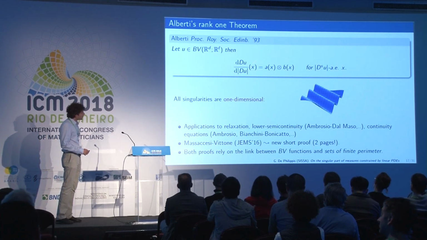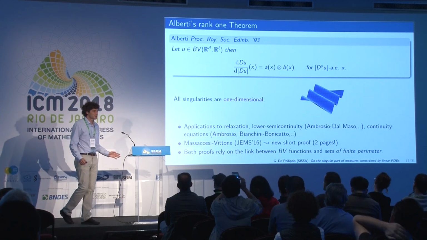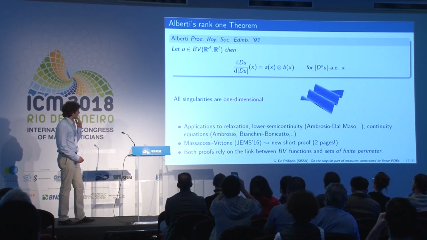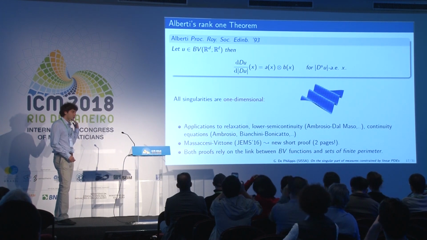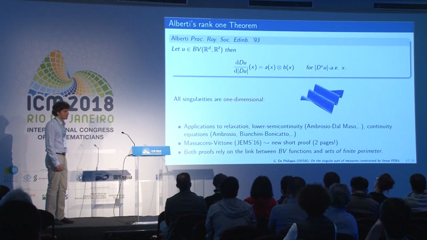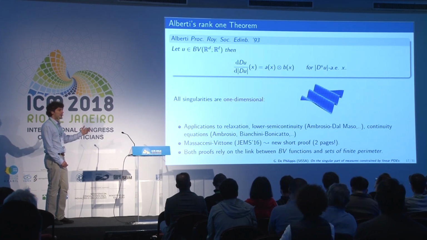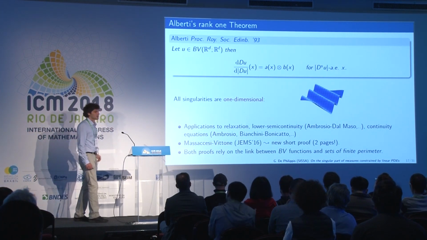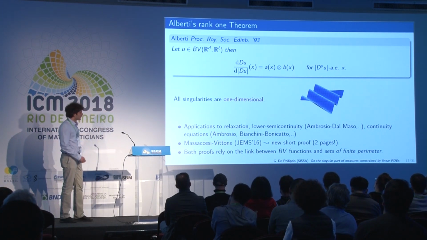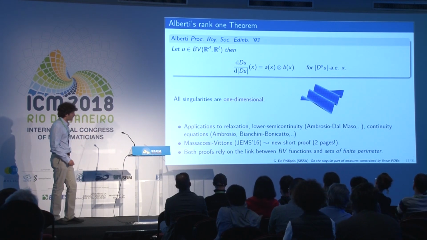This theorem is known as one of the hardest theorems, I would say, in the theory of BV functions. It has a lot of applications in the study of relaxation and lower semicontinuity for the energies I was mentioning before, and also to the study of continuity equations with rough vector fields, which is basically the extension of DiPerna-Lions theory done by Ambrosio in the setting of BV functions.